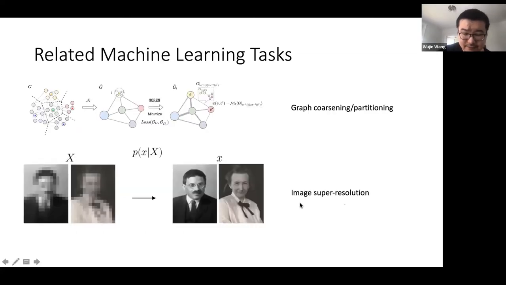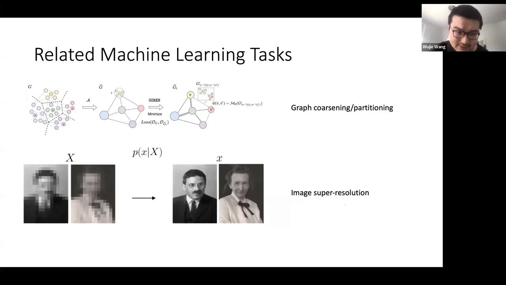Before I move on to talking about the specifics of our paper, I will just try to mention two related machine learning tasks that some people from a machine learning background might be more familiar with. There's this task of graph coarsening. That's essentially performing coarse graining on large graphs so that you end up with fewer nodes and edges to process in your graph data.